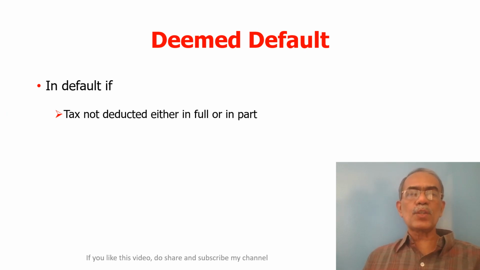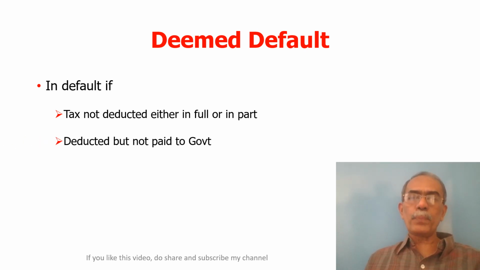One, tax is not deducted either in full or in part. For example, any section says that the taxes have to be deducted at the rate of 10%. But the deductor, instead of deducting the taxes at 10%, deducts only at 5%. So this is tax not deducted in full. So when taxes are not deducted at all, or when it is deducted in part, or deducted but not paid to the government account. The deductor deducts the tax on payment but keeps it with himself. He will not remit it to the government.